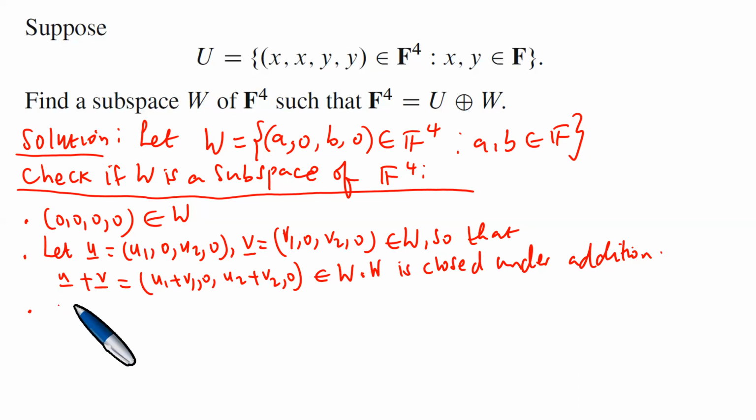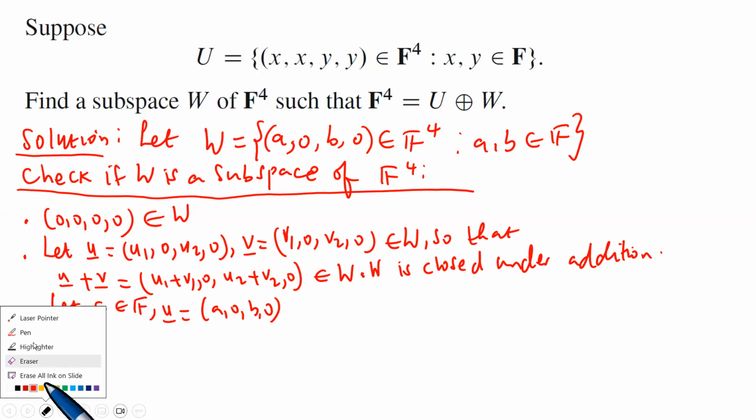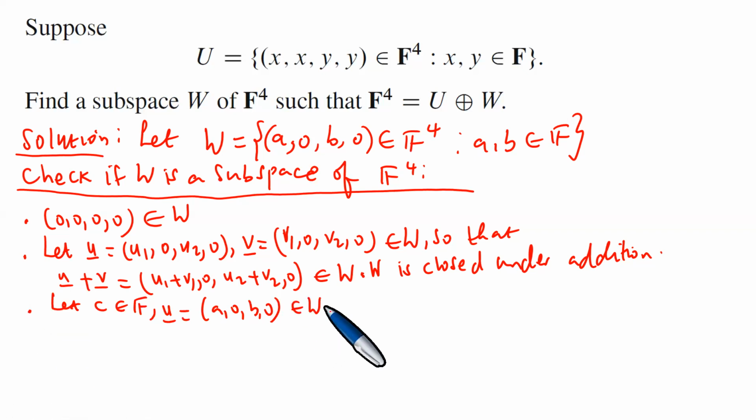Okay, the next thing now is we need two things. We need a vector and a scalar to show that scalar multiplication is also closed, or this set is closed under scalar multiplication. So we can take a constant c from the field, and we could also take a vector u of the nature of the vectors in there. You can take straight a, 0, b, 0. Obviously, it must be a member of W. Essentially, it is in F4, but most importantly, it is an element in the subspace W.